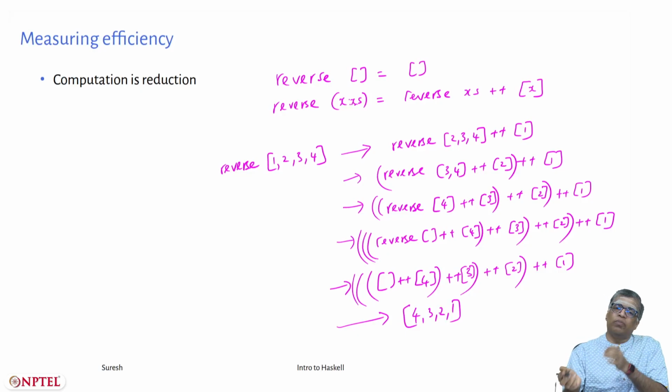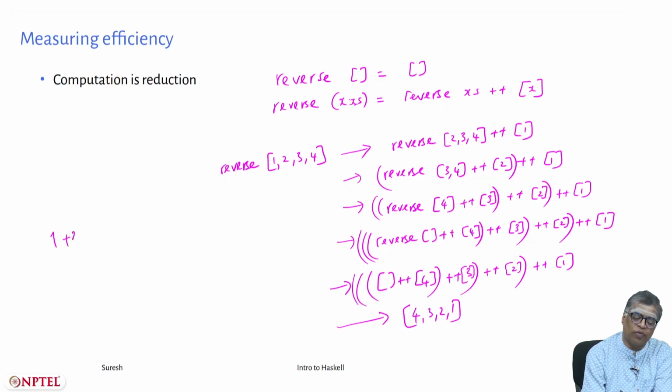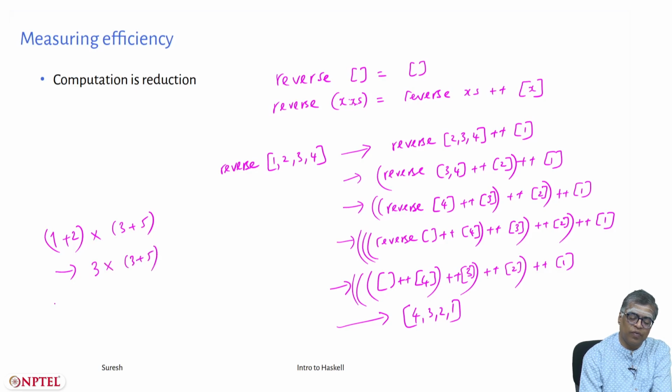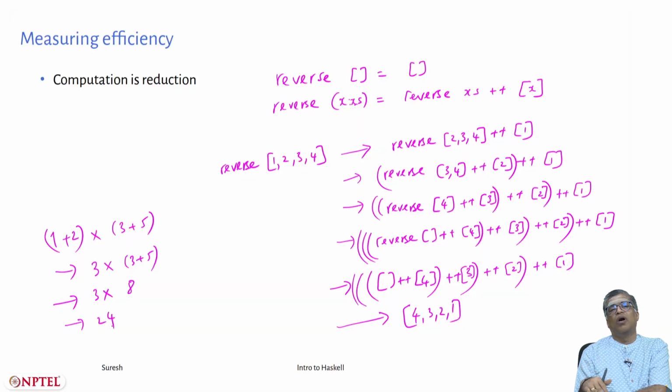Right. So, this is how computation happens. This is no different than starting from 1 plus 2 times 3 plus 5 and then going to 3 times 3 plus 5, 3 times 8 and then 24. Okay, this is just like reducing an arithmetic expression, you are just rewriting an expression using user defined rules. Okay, all this we saw already in a previous lecture.